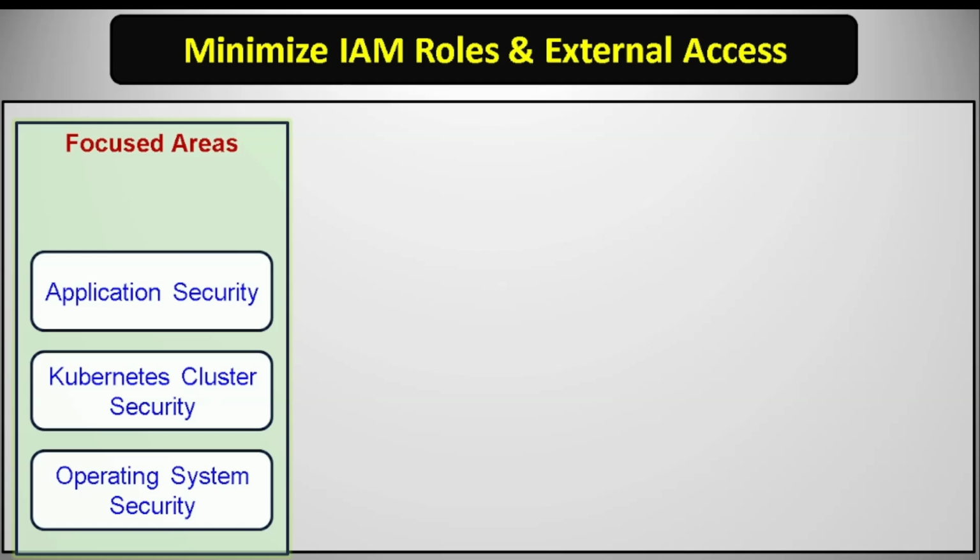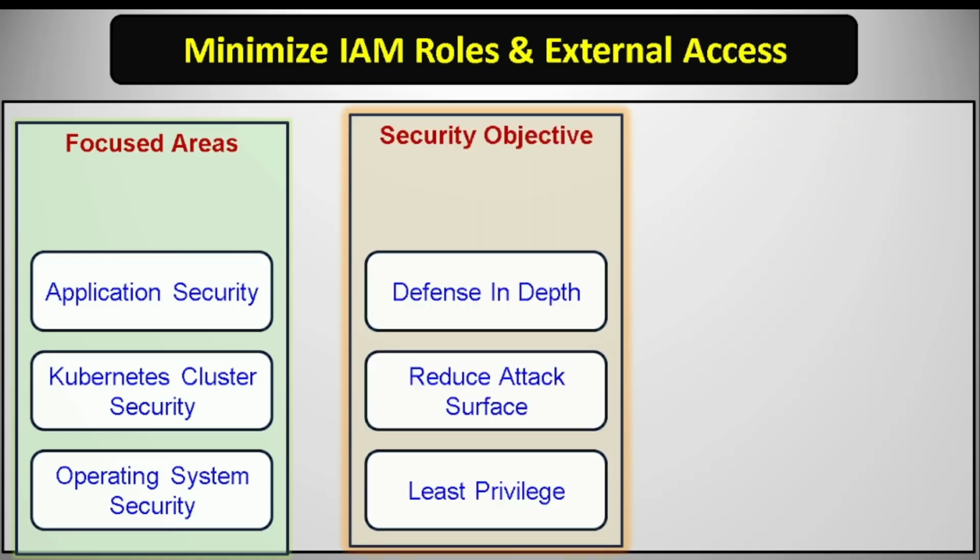In order to maintain a consistent, secure state, the principle of defense in depth needs to be followed, focusing on reducing attack surfaces through least privilege. Each security objective is achieved by implementing various measures in the respective domain. Today, as part of domain 3, we will be focusing on the operating system.